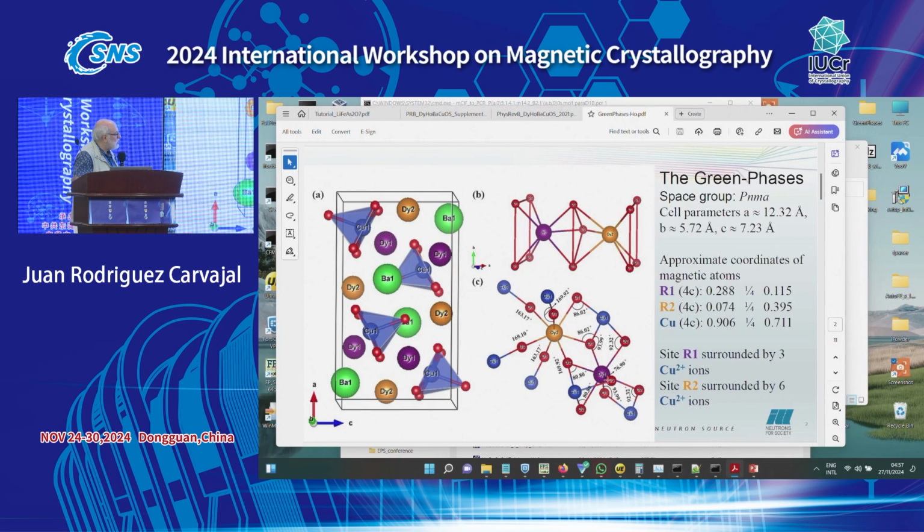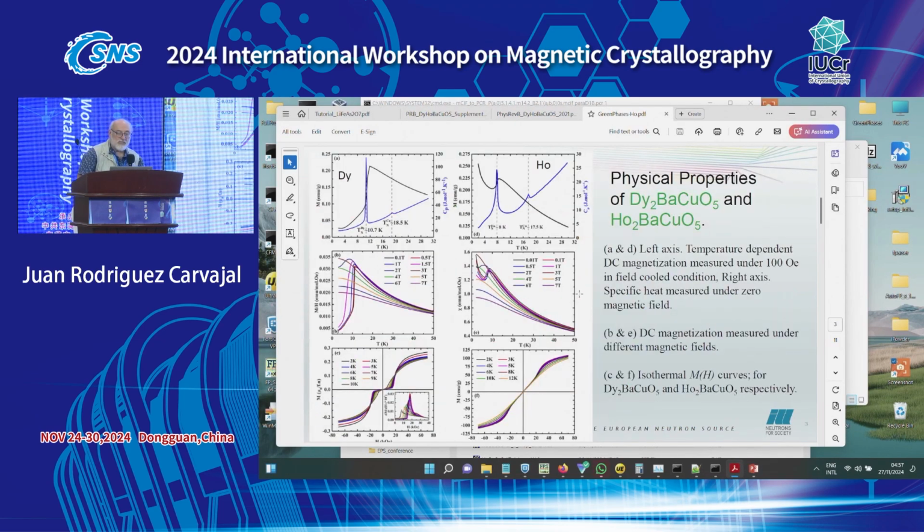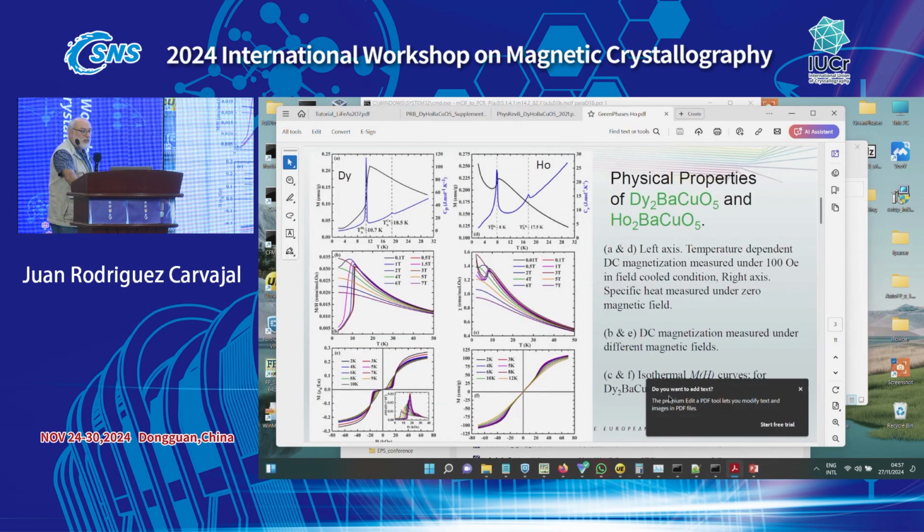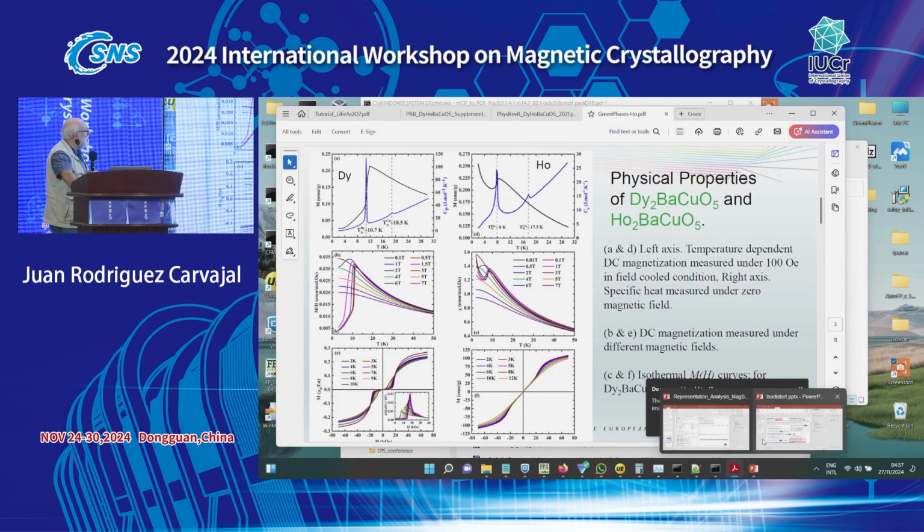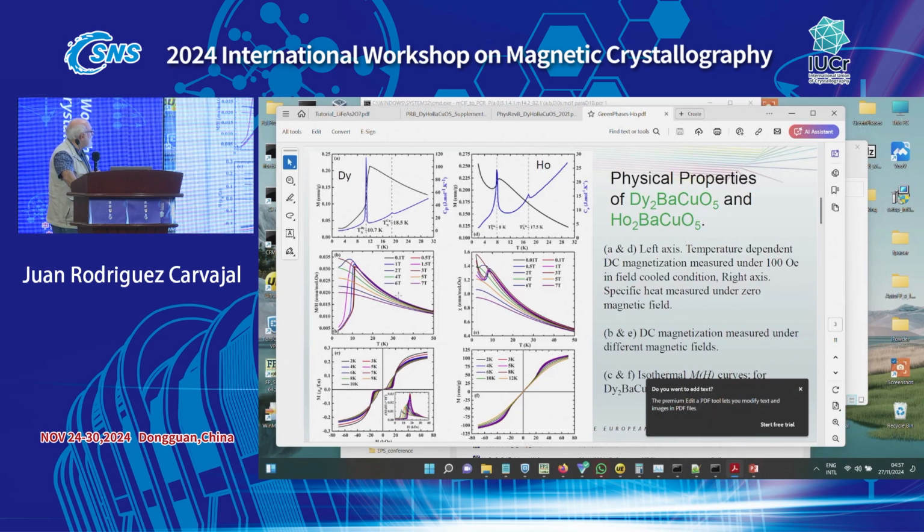And the behavior of these two sites is quite different from the point of view of the magnetic structure. Then the interesting thing is that these compounds are magnetoelectrics, and under field they become multiferroics in some sense. And these are, for example, the physical properties of that. We will have a look at the holmium case.